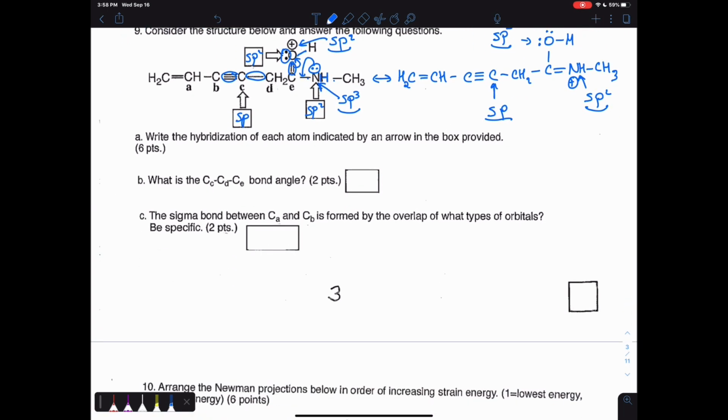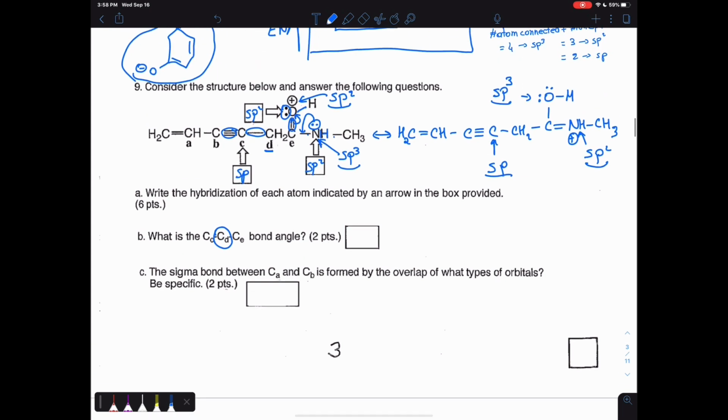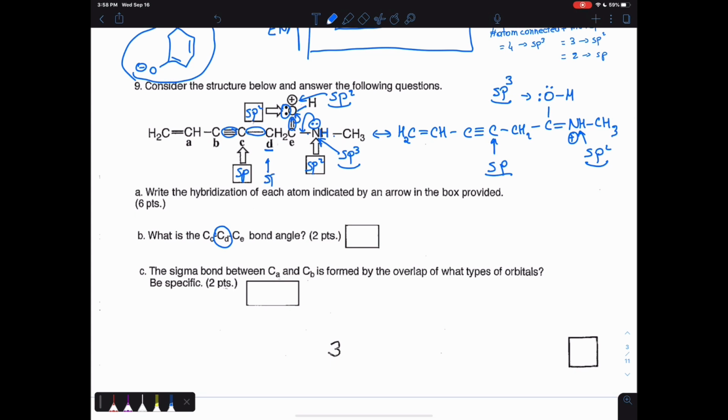What is the CC-CD-CE bond angle? When you're asked this question, you always want to look at the angle that's formed by the middle carbon, right? So knowing that, if we look at the CD right here, we know that CD is going to be 1, 2, 3, 4. So it's connected to 4 atoms, so that's sp3. Let's just do all of them. So CC, we know that CC is going to be sp as we calculated before. Carbon D is sp3, and then carbon E is going to be 1, 2, 3, so that's an sp2.